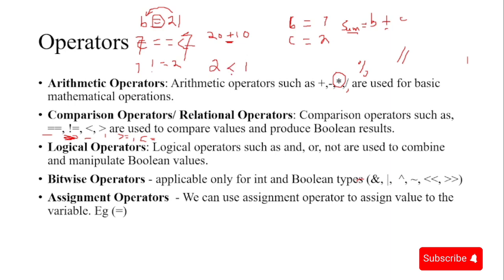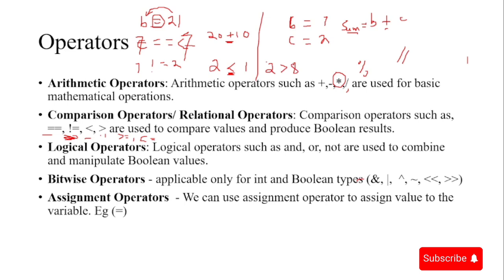Okay, that is the less than sign. Then we have the greater than sign. Greater than sign means the value on the left, 2, is less than the value on the right, 8. That means 8 is greater than 2.